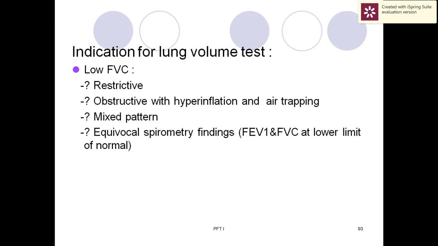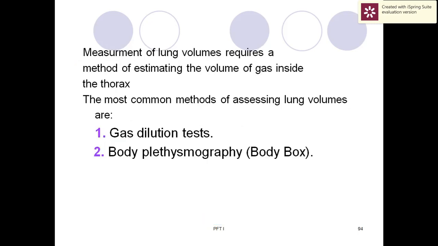So indication for lung volume test. Any patient if there is reduction in forced vital capacity زي ما حكينا في الجزء الأول, suspected restrictive lung disease, obstruction or obstructive lung disease pattern in the spirometry with hyperinflation and air trapping, mixed pattern and equivocal spirometry finding. يعني ال FEV1 وال forced vital capacity at the lower limits of normal. طبعا بصير measurement لللنج volumes بطرق، most common طبعا اللي هو في gas dilution test and body plethysmography or body box.